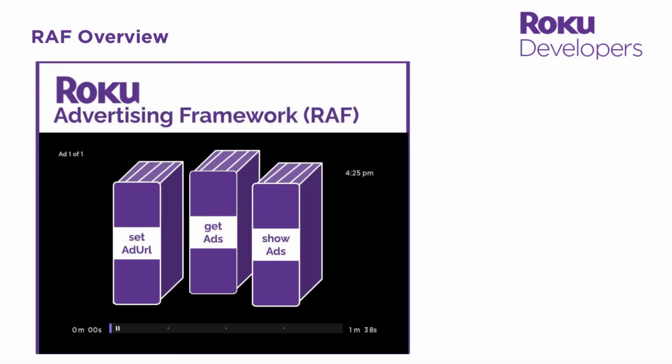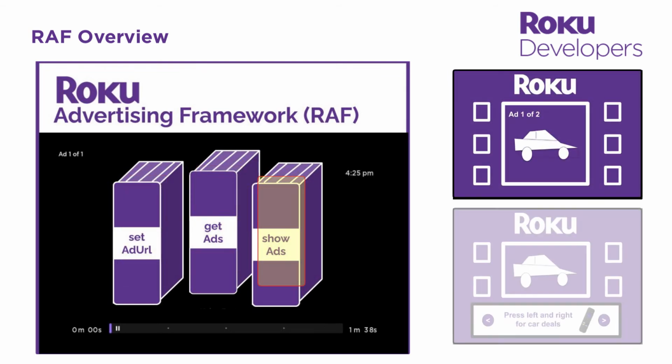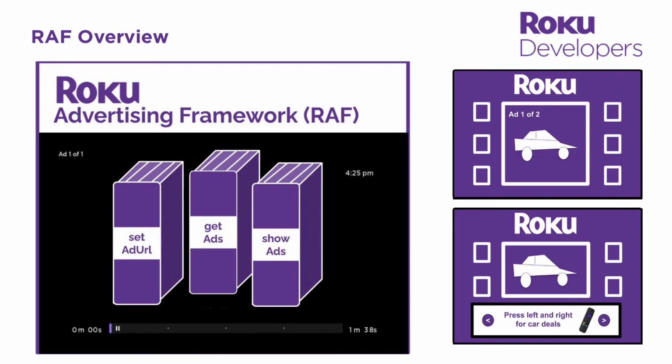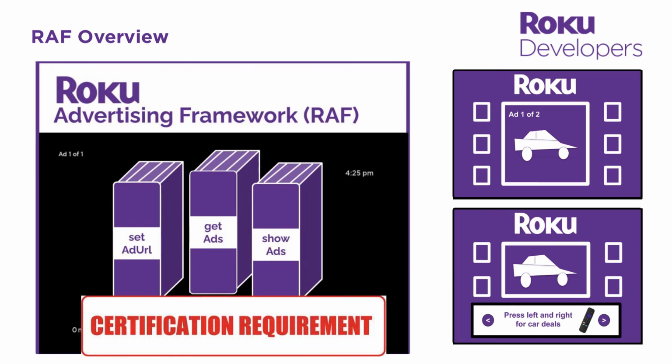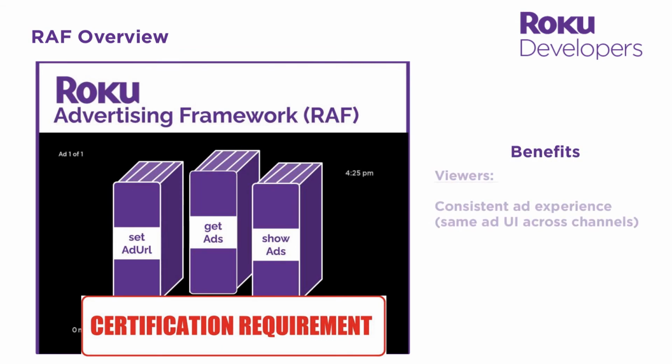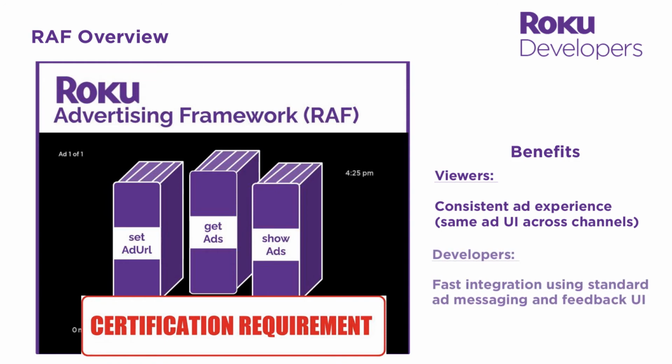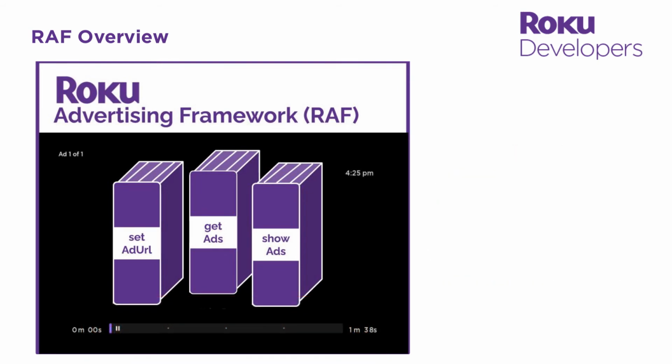The Roku Advertising Framework is a library in the Roku SDK that provides a set of built-in APIs for retrieving and rendering video and interactive ads. Roku channels displaying video ads must be integrated with RAF. This ensures that viewers can enjoy a consistent ad experience across the Roku platform. And for developers, this helps expedite the integration of ads into content, as RAF handles the rendering of standard messaging and feedback UI during ad breaks.